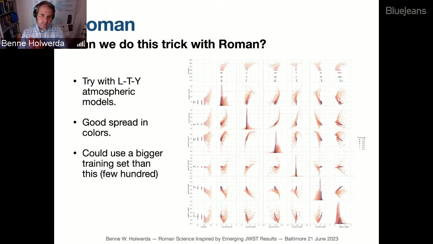So Roman, can we do this trick with Roman? So these are the LTY atmospheric models that I found, and you can see what kind of broad colors you get. You can't read the axes because you don't really need to. You can say, oh, this is color space again, and they seem to nicely spread out. Again, those big features do affect where they lie in broad color space.